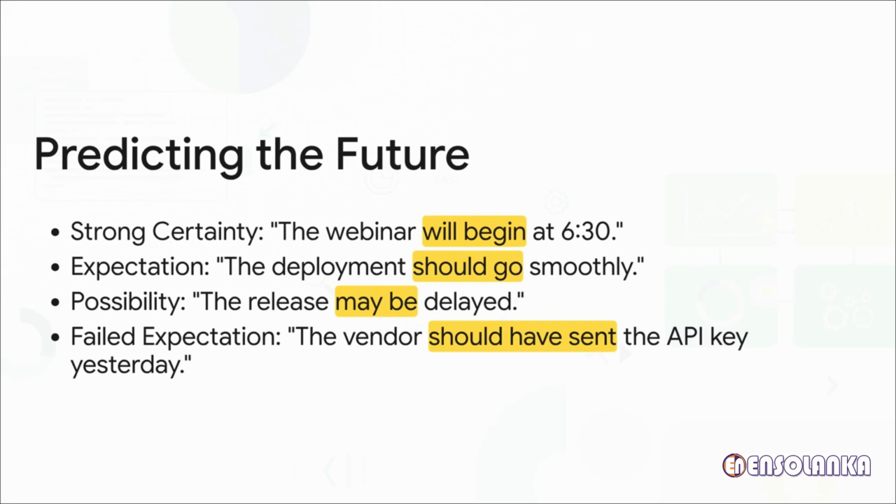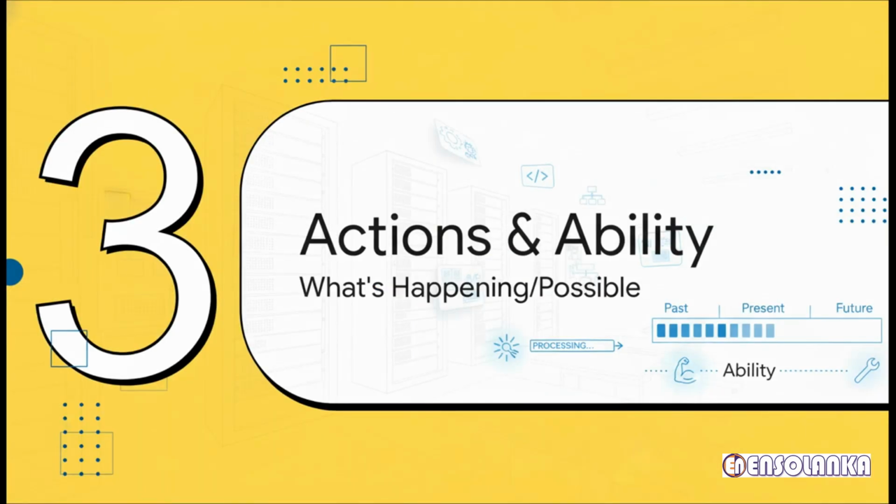It's the perfect phrase for describing an expectation from the past that, well, didn't quite happen. Awesome, let's keep adding some more tools to our kit. Now we're going to focus on how to describe actions that are happening right now and how to talk about what a system or a person is capable of doing.